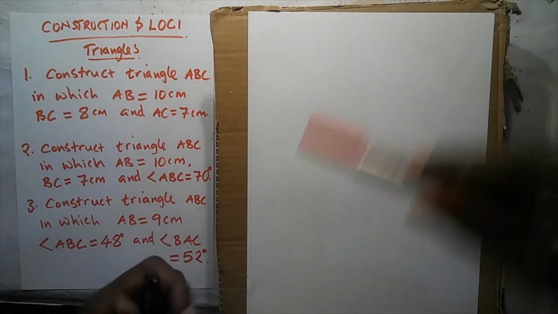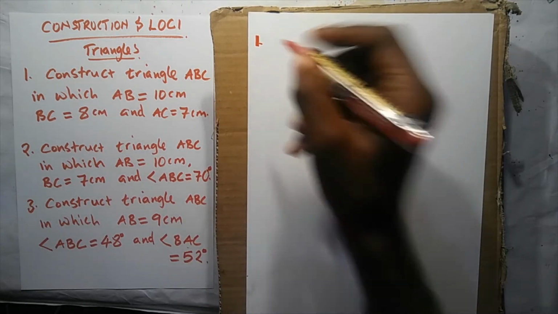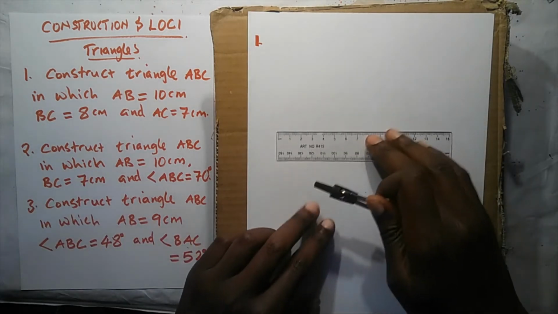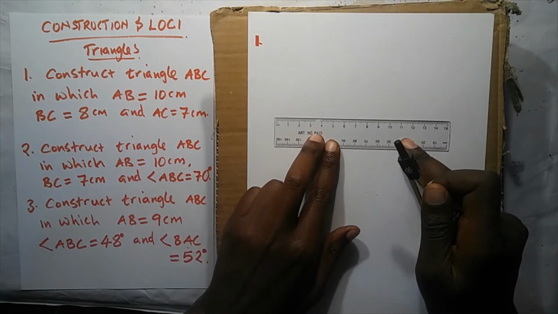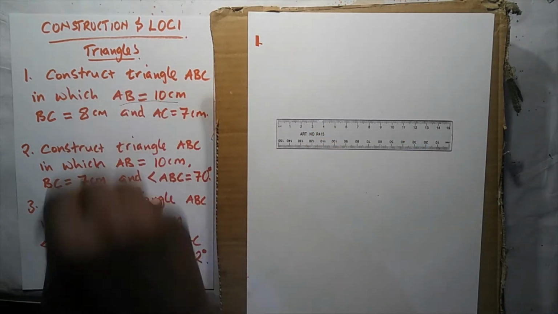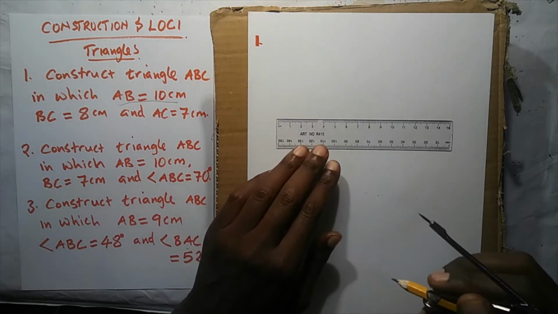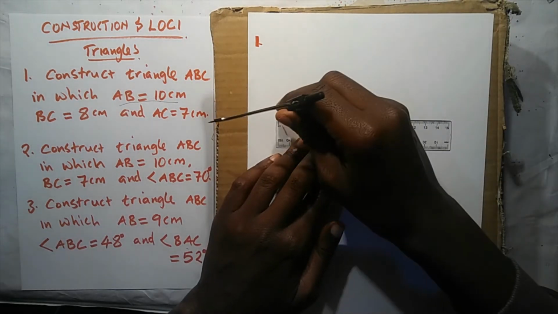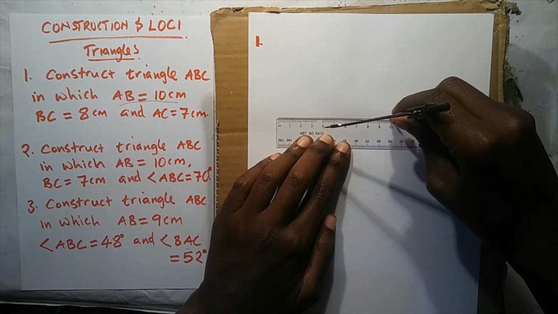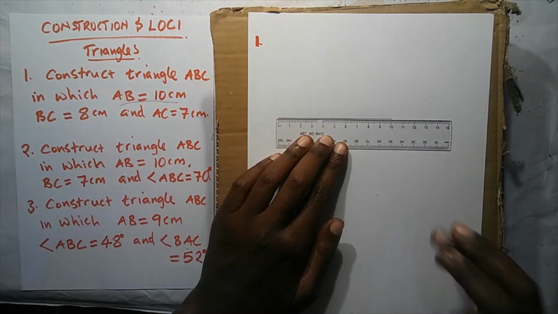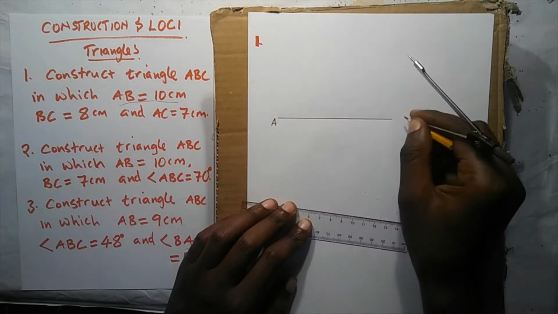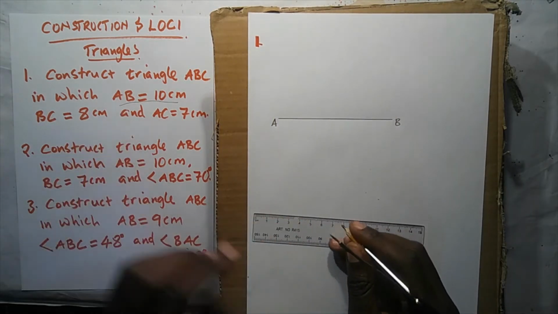In the first one, you're going to get your ruler. Okay, number one. You get your ruler, and then you draw. Make sure you have enough space. You draw a line that is 10 centimeters. So 10 centimeters from here, from 0, you draw a line that is 10 centimeters. Okay, up to there. And then you label the line as A, B, as given in the question.